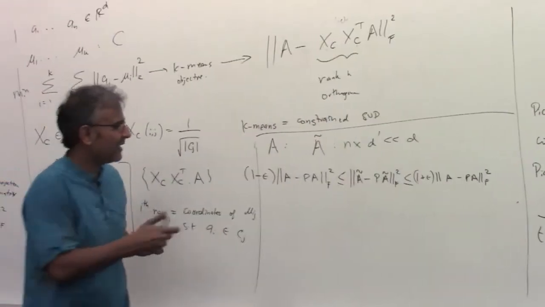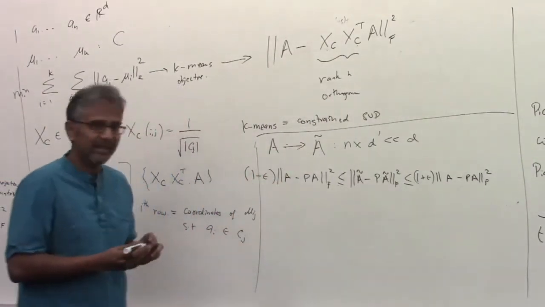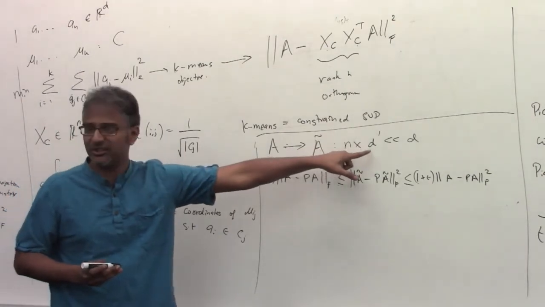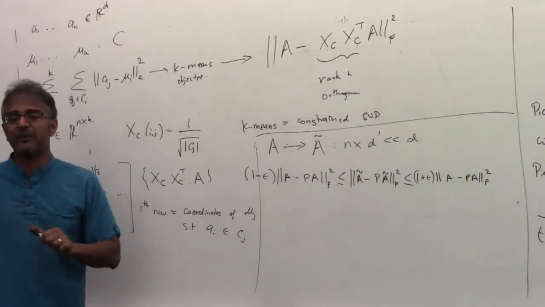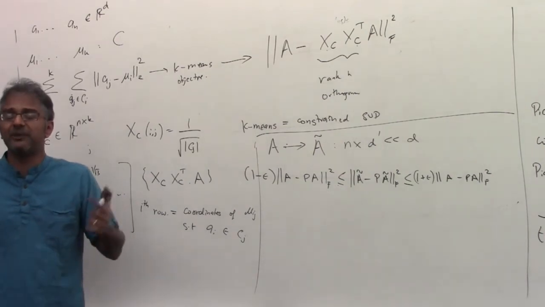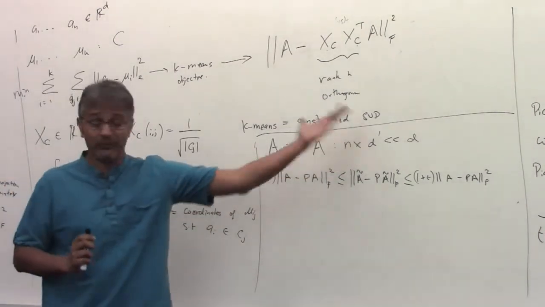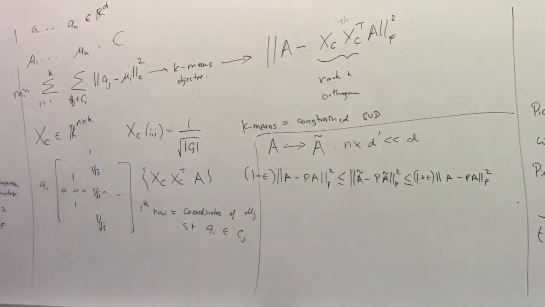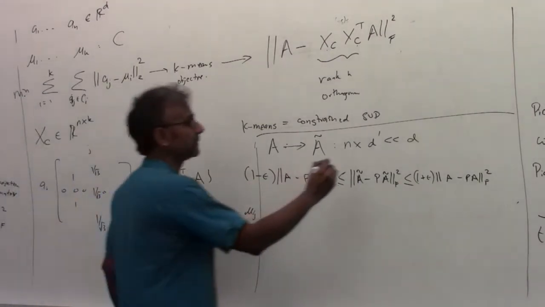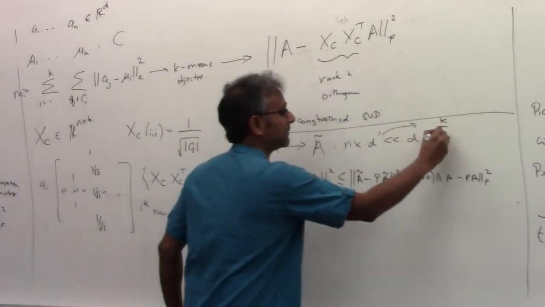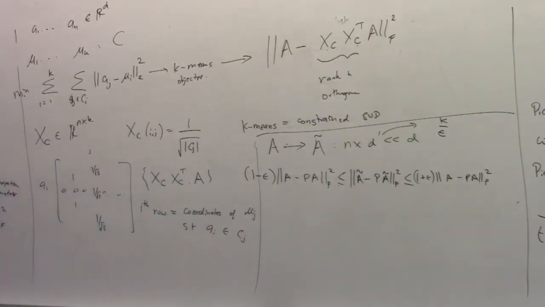But what does that mean? What is happening when you go from here to here? N has not changed, but D has changed. In other words, this process of computing a rank K projection sketch, this object A tilde, is a dimensionality reduction. It's reducing the dimensionality of the data down from its original dimension, whatever it was, to something much smaller. And to give you a sense of how much smaller this will be, it's going to be something like K over epsilon. Something that depends only on the number of clusters.